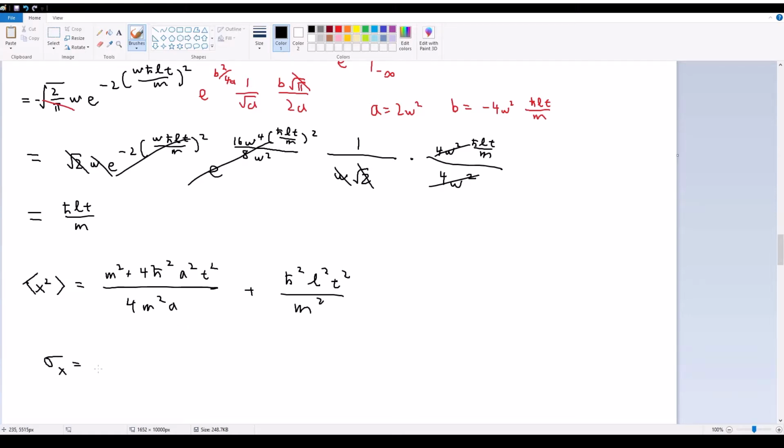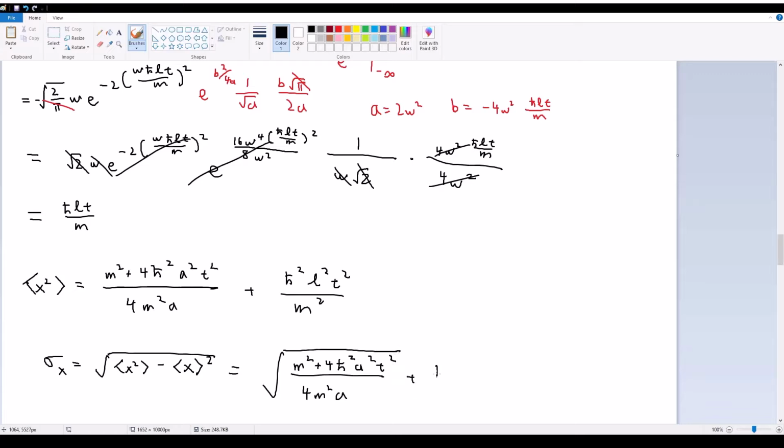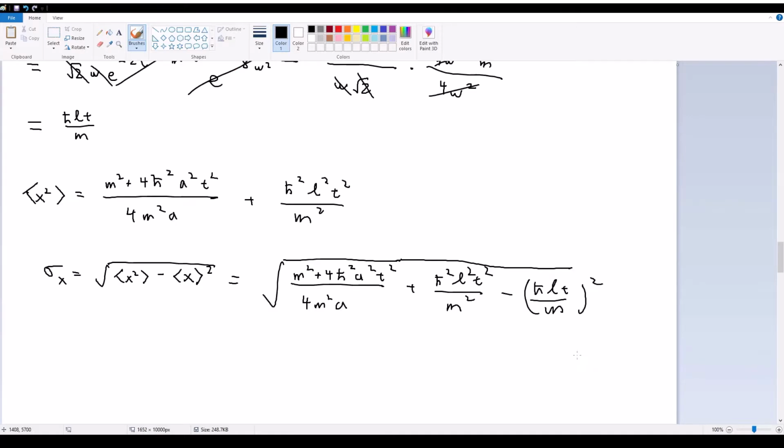The uncertainty in x is then going to equal the square root of the expectation value of x squared minus the expectation value of x itself squared. This is going to give us the square root of m squared plus 4 h bar squared a squared t squared over 4m squared a plus h bar squared l squared t squared over m squared, subtracted by h bar lt over m squared. So at this point, these two terms just cancel out. What we're left with is the square root of m squared plus 4 h bar squared a squared t squared over 4 m squared a. And that is the deviation in x.